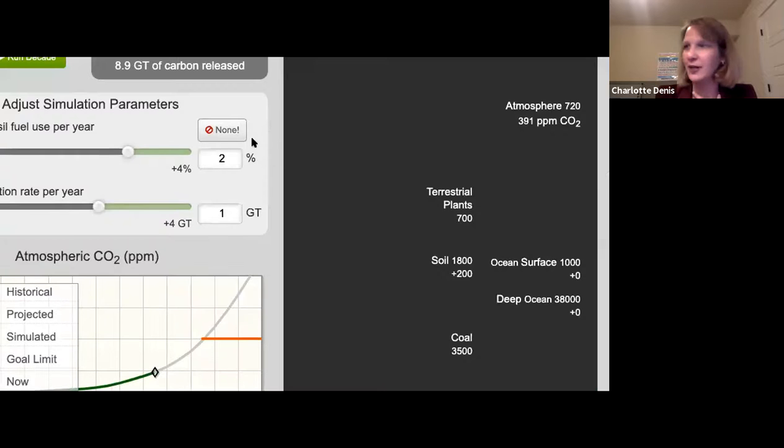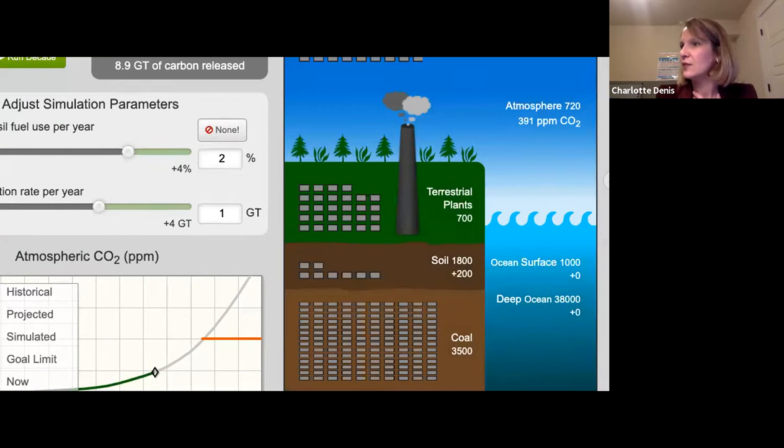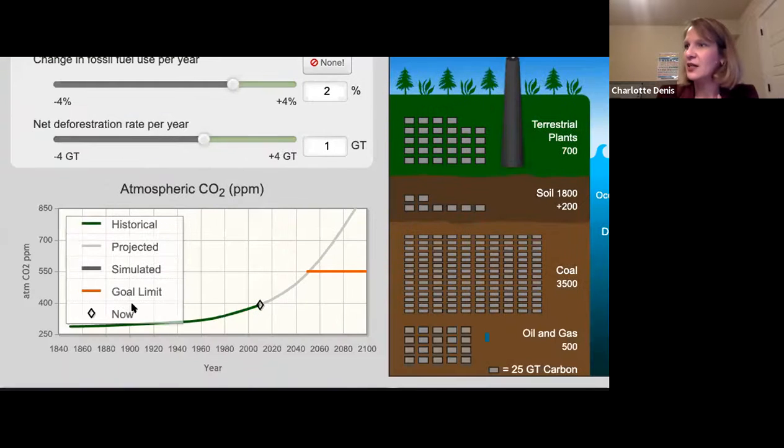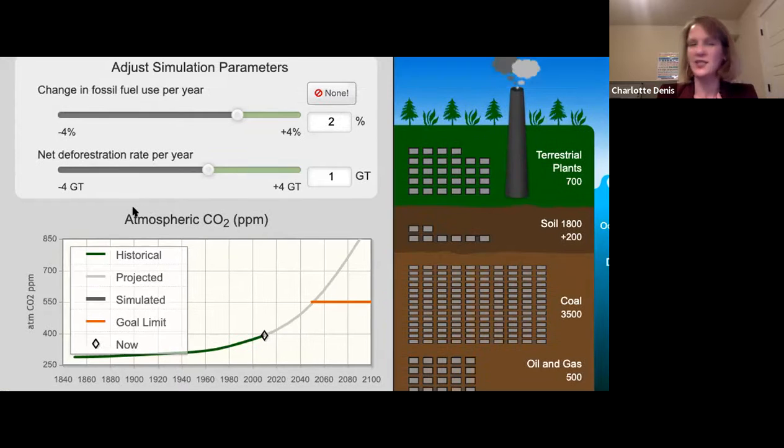There's a graph, and the graph actually shows atmospheric carbon dioxide. You can see this graph here. It shows atmospheric carbon dioxide projections, and students are able to adjust some parameters, not anything super difficult, but looking at fossil fuels usage and deforestation. Those are the only two variables that they can change.